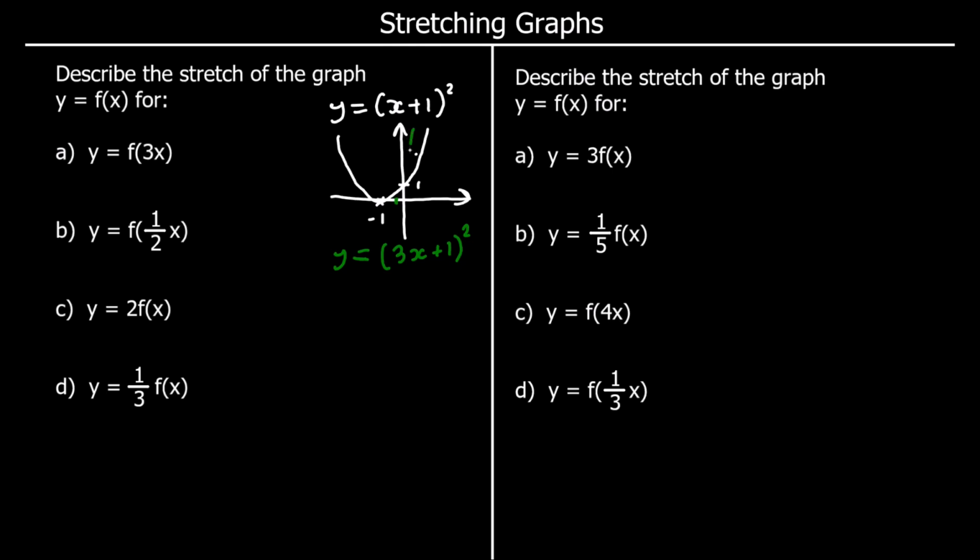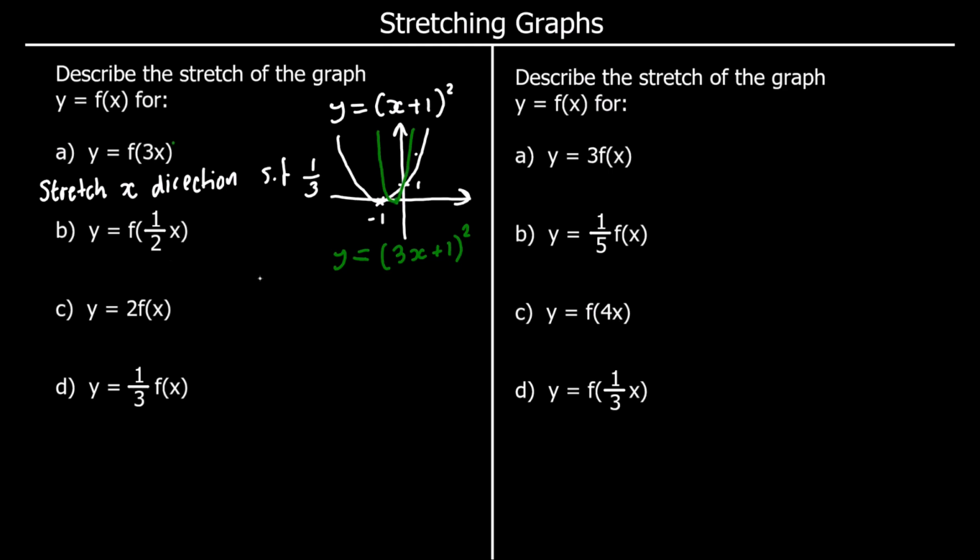So the graph has got squeezed in 3 times. It's a third. Each x value is a third of what it was before. So when it says times by 3, we do the opposite and we divide by 3. So it's a stretch in the x direction, and the scale factor is 1/3.